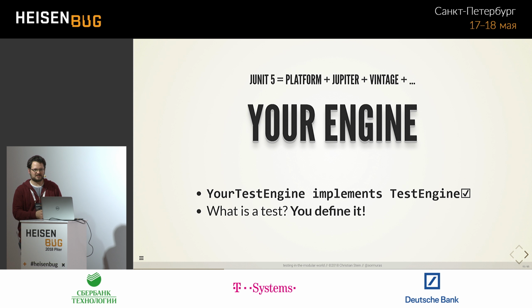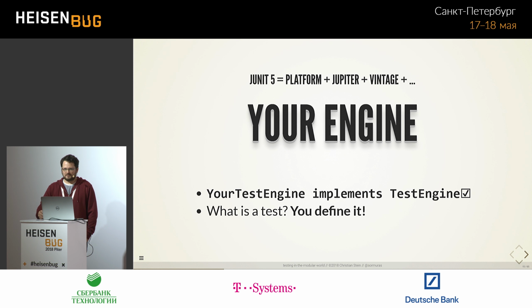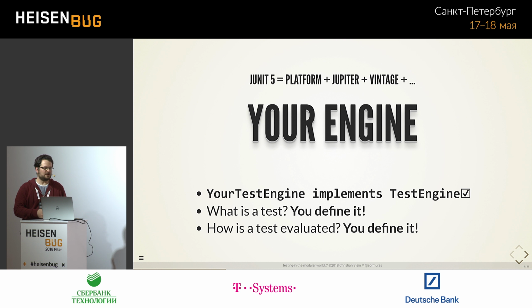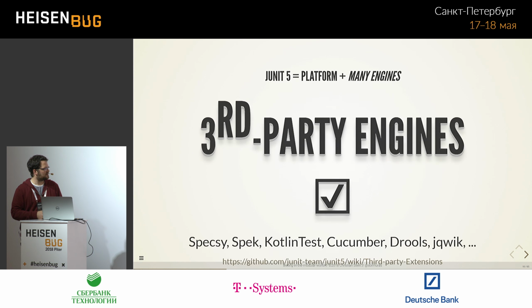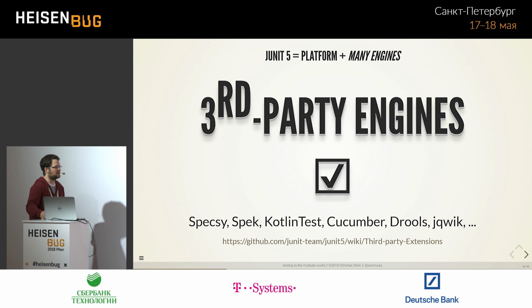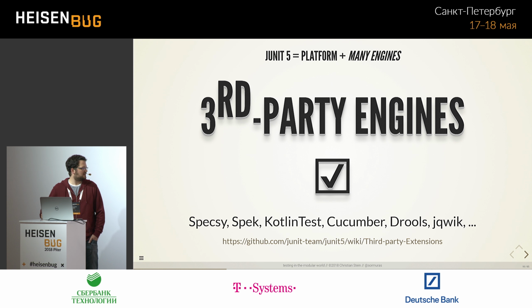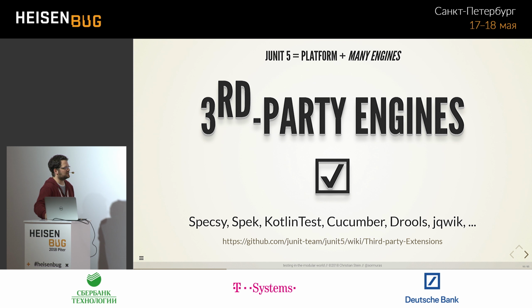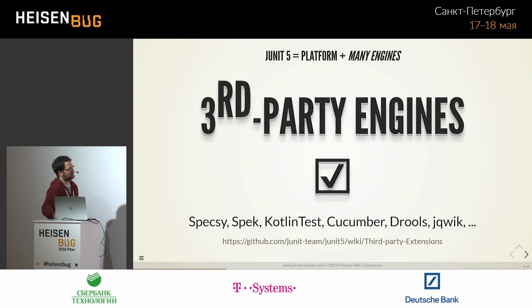You define what a test is, what it looks like, what it needs to run, like text files, like CSV files, like streams from whatever, and you know how to evaluate a test. That's all a test engine is about. Many third-party engines are already available, like Spek, Kotlin Test, Cucumber, Drools from Apache. jqwik is a property-based testing engine. So roll your own, have your ideas of what a test should be, implement this interface, and you get tooling support for granted.